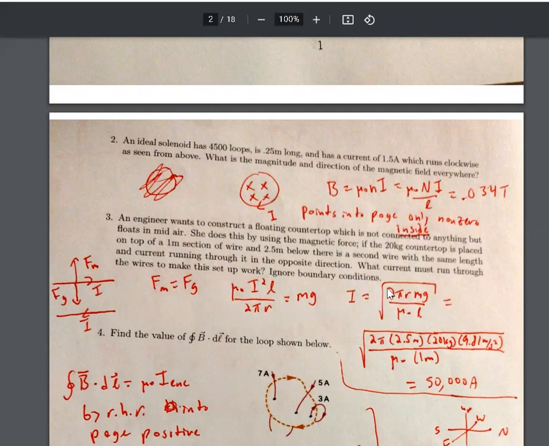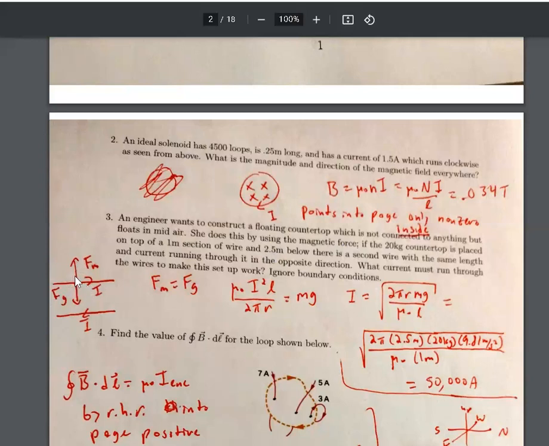So we have this expression here. And then this R here is the distance between the wires. Well, we were told that was 2.5 meters. And then our length was 1 meter. And we know the mass of our countertop as well as the acceleration due to gravity. So we can plug everything in here and that gives us a current of 50,000 amps. Now that's huge, and it should be.